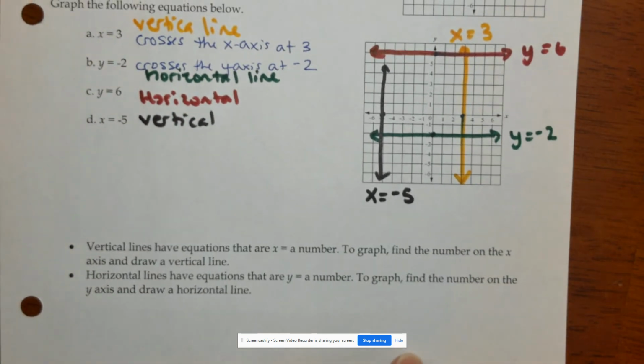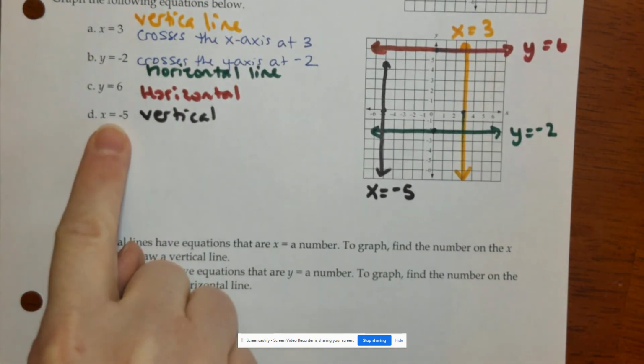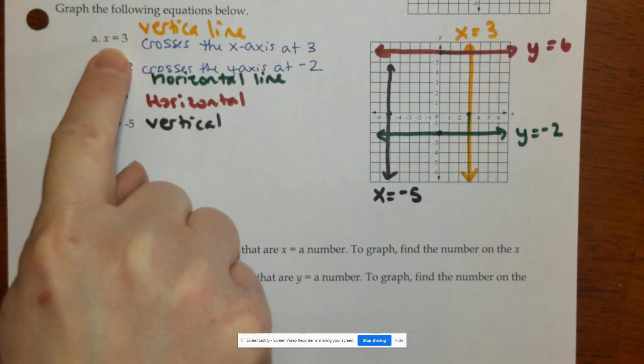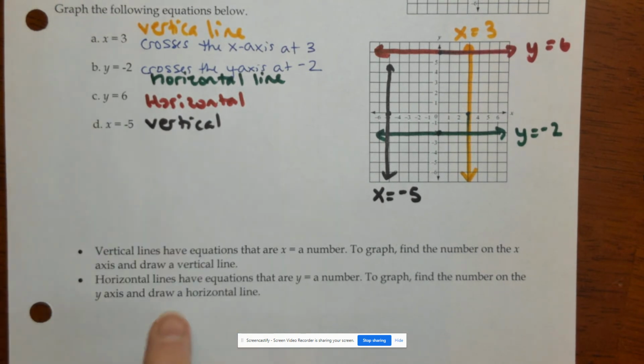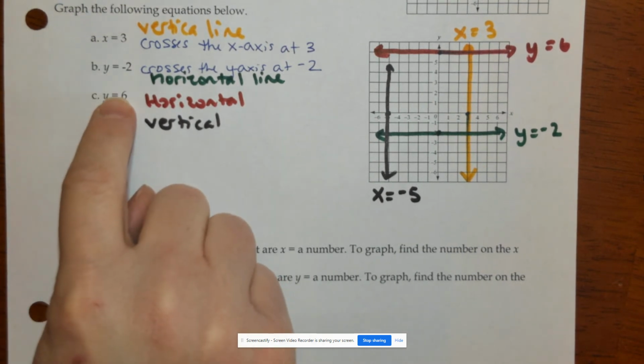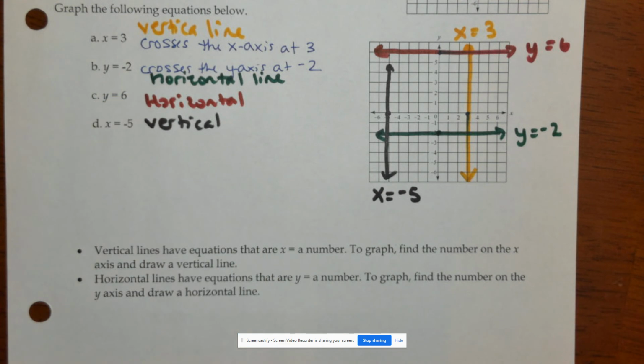So vertical lines have equations that are x equals a number. So you'll notice x equals a number came out vertical, and the top one, x equals a number, came out vertical. Horizontal lines have equations that are y equals a number. So the 2 in the middle here, y equals a number, came out horizontal.